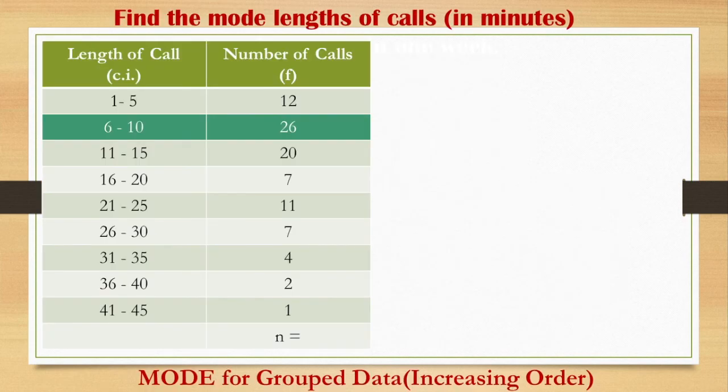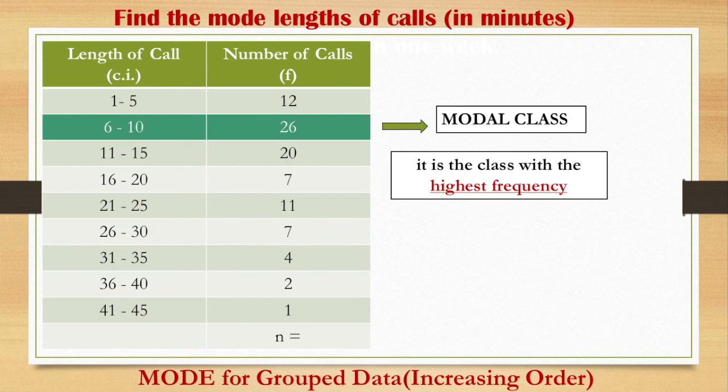Given the frequency distribution table, find the mode. So, how to find the mode? First, find the modal class. What is the modal class? It is the class with the highest frequency. So as you can see in the frequency distribution table, the highest number of calls is 26, and that falls in the class interval from 6 to 10. So therefore, this class interval highlighted by green is your modal class.